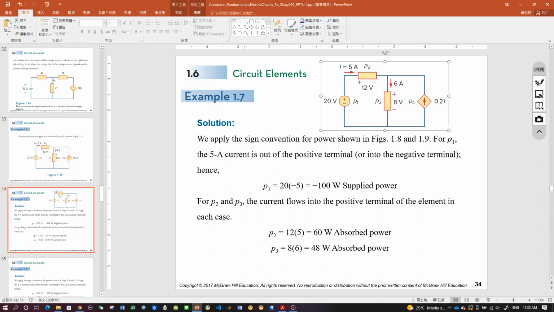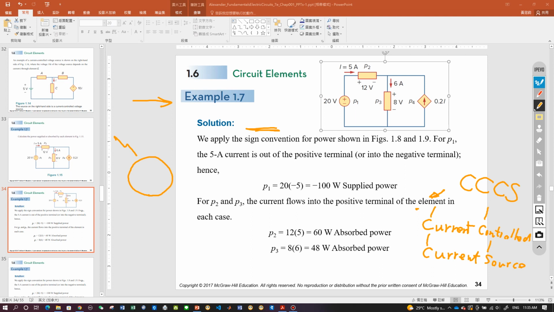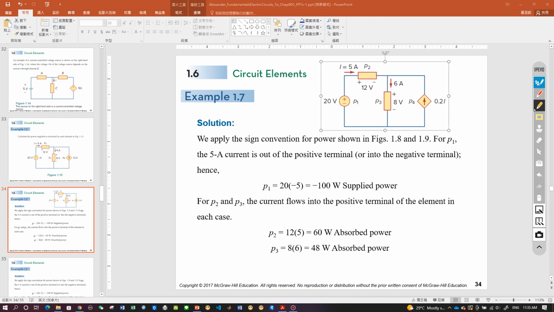For P, the 5 amp current is out of the positive terminal. Look at that here. It goes inside here, right, and then goes outside from here. So what's the power consumed by this one? Look at that. It goes into the positive and then goes outside from the negative side. So of course this power should be negative. Why is it negative?